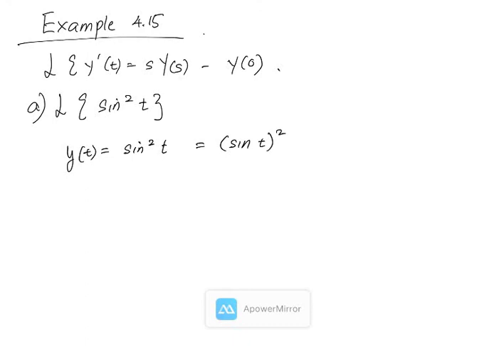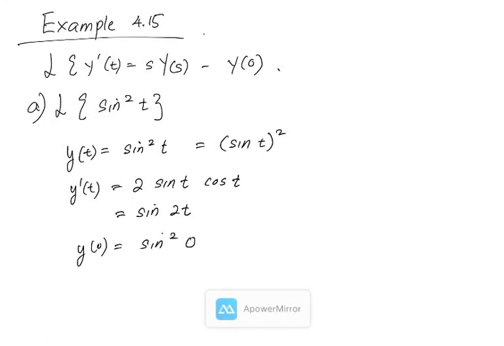Okay, then we differentiate y(t), we get y prime(t). So this means that we differentiate (sine t) squared. This is equivalent to 2 sine t cos t. And from the identity, 2 sine t cos t is equivalent to sine 2t. And then the initial condition, y(0) is equal to sine squared 0, and this is equivalent to 0.